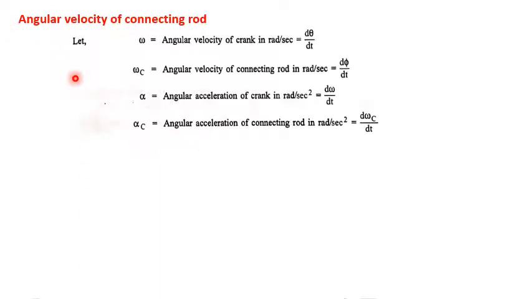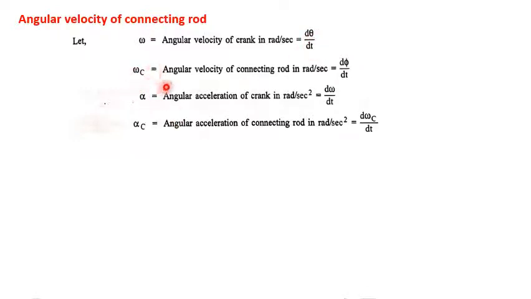So the next important term is the angular velocity of the connecting rod. What do you mean by angular velocity? The rate of change of angular displacement with respect to time is nothing but angular velocity. We are going to consider a few terms under this angular velocity, and we know that omega is the angular velocity of the crank, that is the rate of change of angular displacement with respect to time.